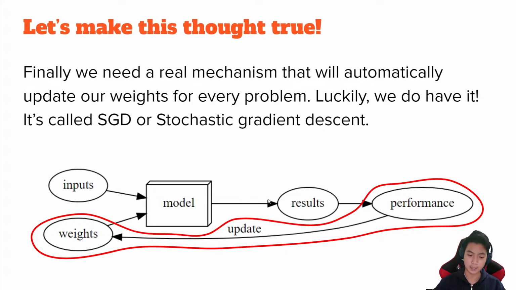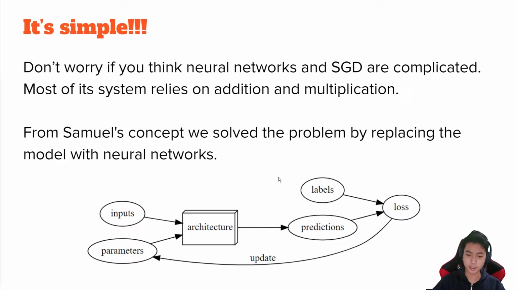This is what an AI looks like. However, this is an old version of an AI. We have made it to the modern age, and this is what it looks like now. You can see that there is one added thing called labels, and the names have been changed. Parameters is actually weight, architecture is model, predictions is basically our result, and loss is our performance. So it's pretty much the same thing, except we added labels.